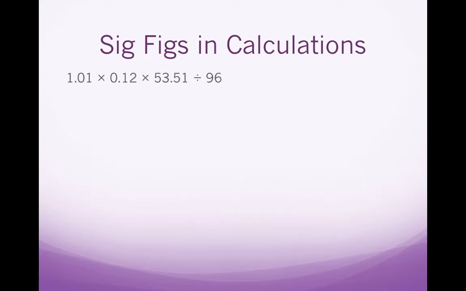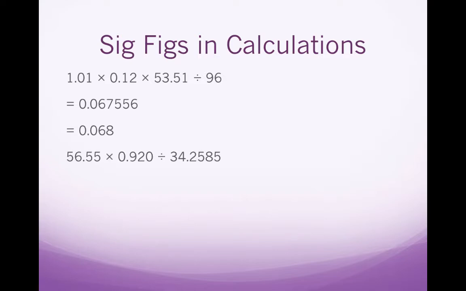So here we have 1.01 times 0.12 times 53.51 divided by 96. So 1.01 has 3 significant figures, 0.12 has 2, 53.51 has 4, and 96 has 2. So our measurement with the least number of significant figures is 2. So our answer should have 2 sig figs. So here we get this answer. To round it to 2 sig figs, we get 0.068. Let's look at another example.